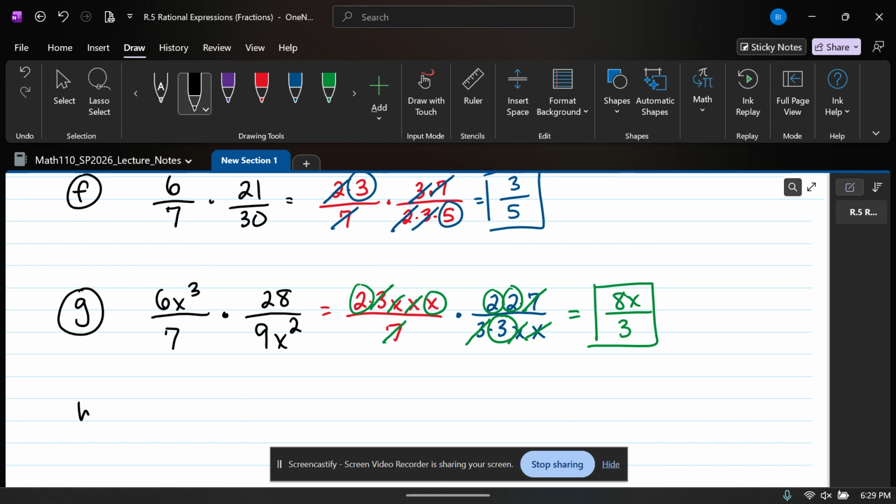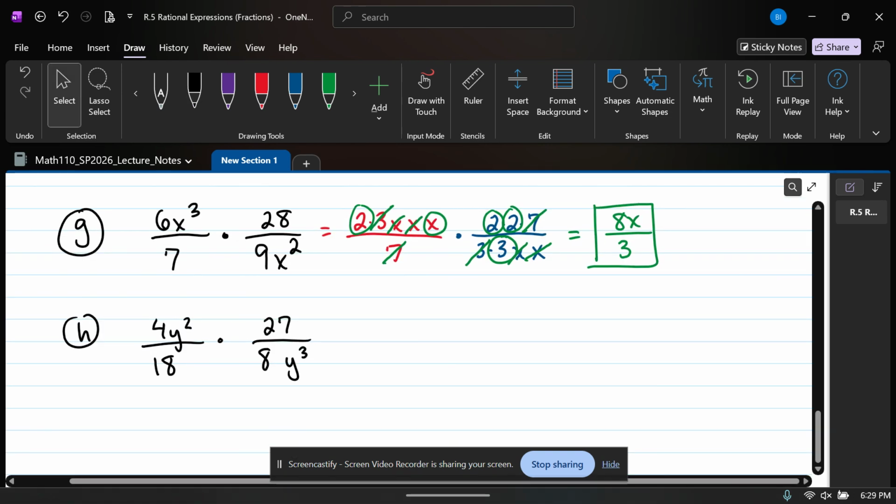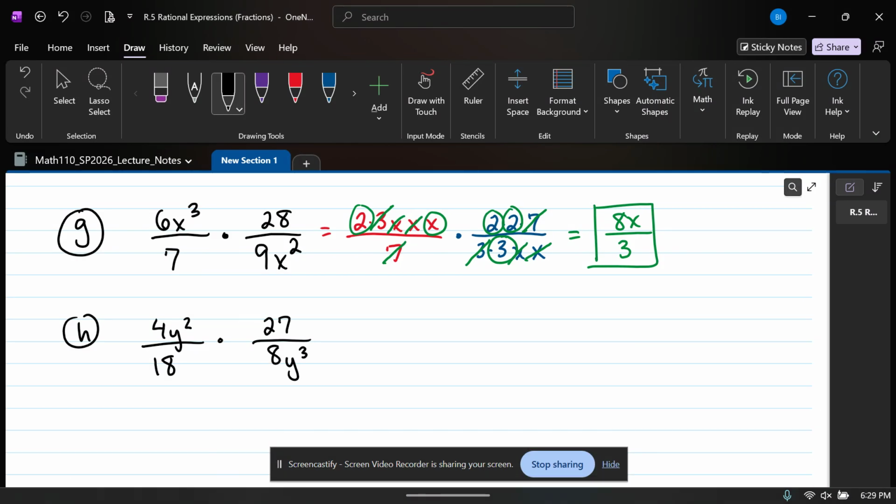So let's say 4y squared over 18 times 27 over 8y to the third. I don't know why I put so much space between my 8 and my y. Let's put them back together there. So see if you can simplify that one using those same ideas, whether you subtract your exponents on the variables or write them out and cancel.